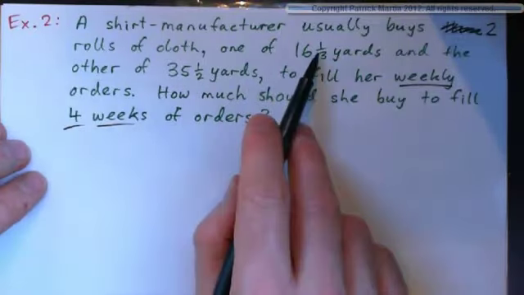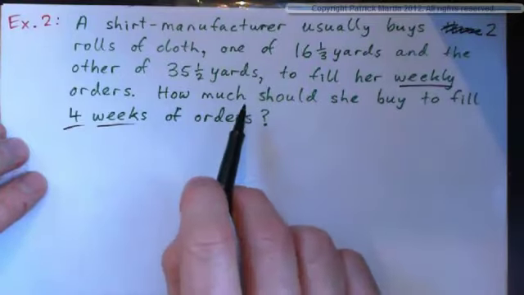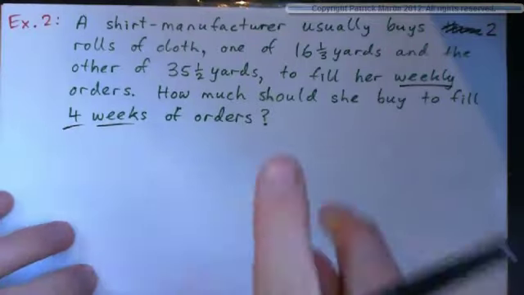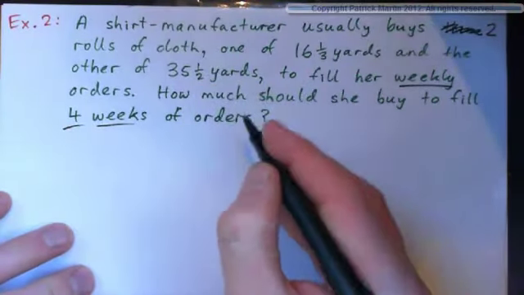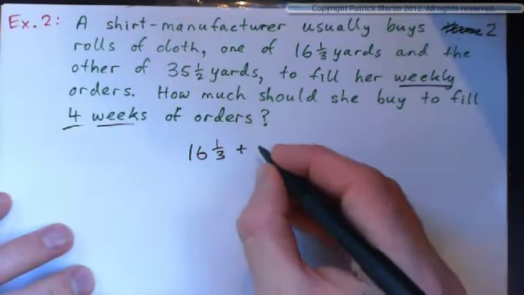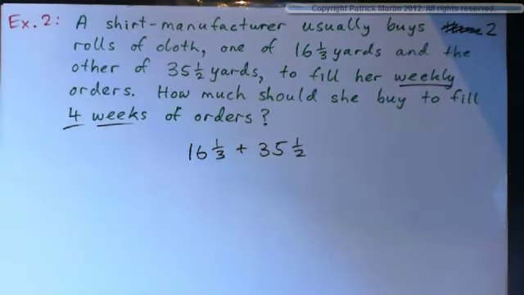So this is the amount she buys in a week, this and this, right? By all means press pause and see if you can do it yourself. So I'll do it now, and we've got to get the total yardage in 1 week. The total yardage in a week is the 16 1/3 roll plus the 35 1/2 roll. That's the amount of yards she buys in 1 week. Now we want to know how much she buys in 4 weeks. So we're going to add that together and then multiply by 4, right?